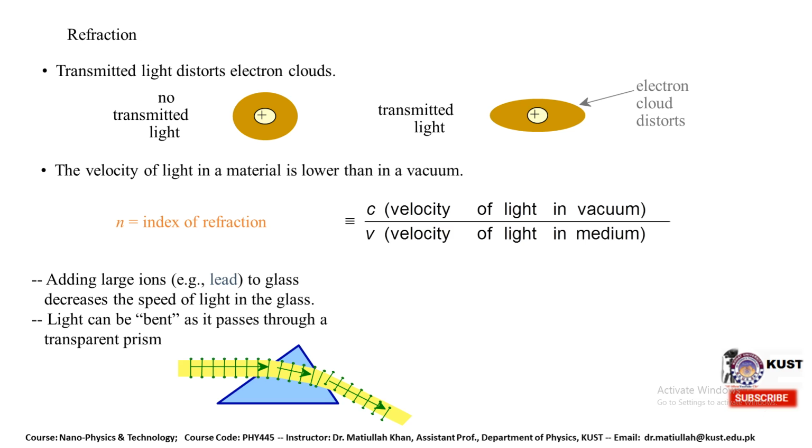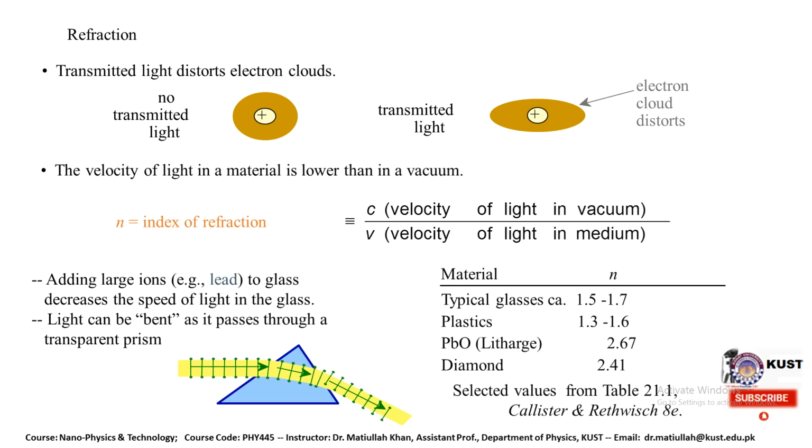Here we can see how light bends when it passes through a transparent prism. We have different values of n for different materials. For typical glasses it ranges around 1.5 to 1.7, and for plastic it is around 1.3 to 1.4. It is the ratio between the velocity of light in vacuum to the velocity of light in that particular medium. Similarly, diamond has a high index of refraction, or refractive index.